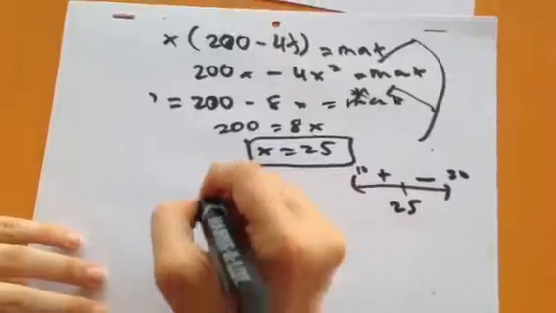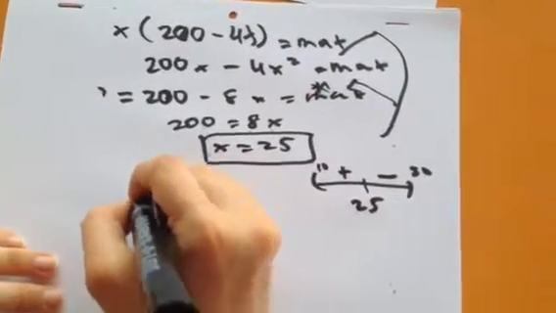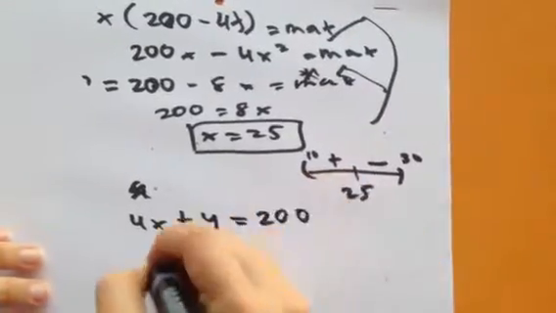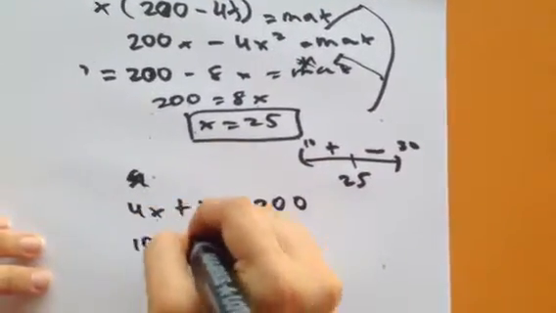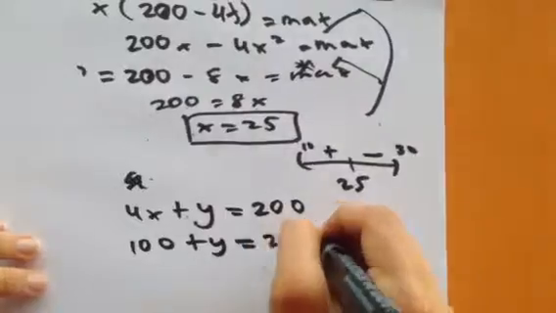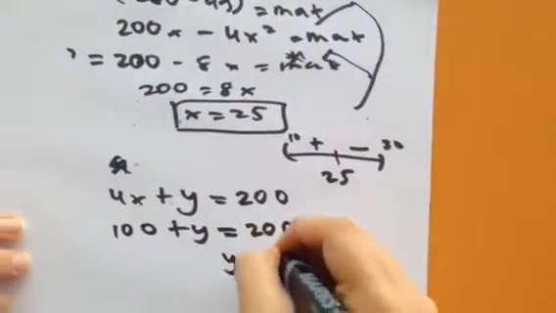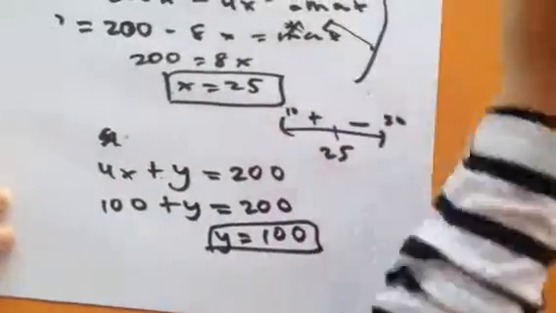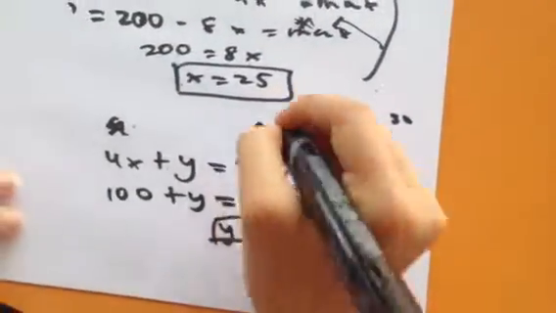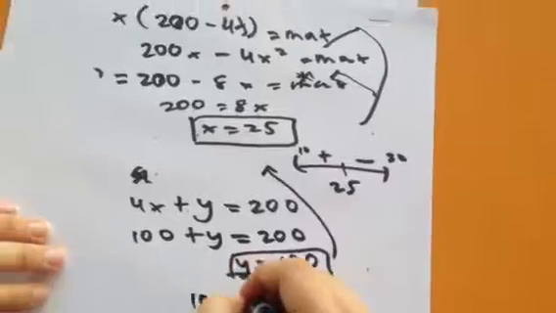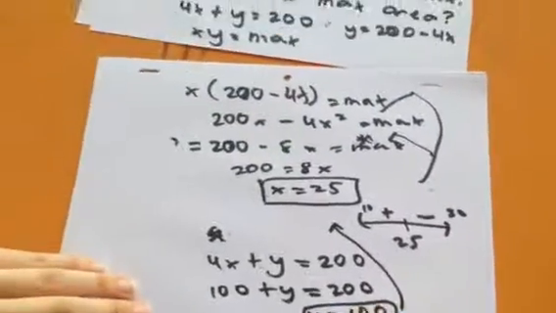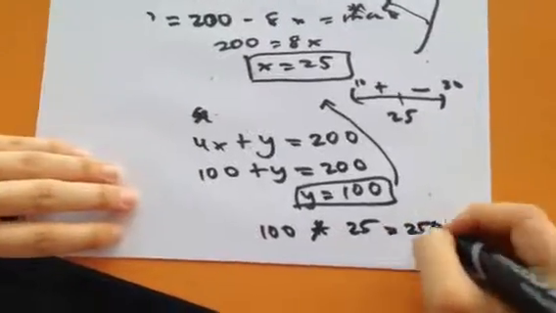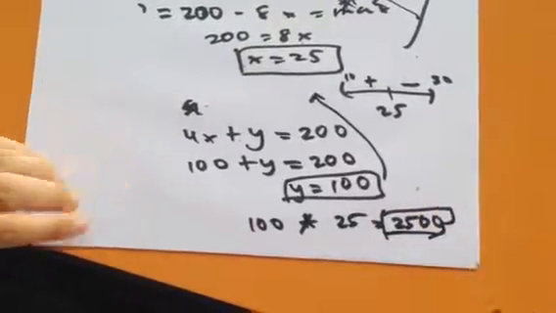Now you need to solve for y. So it's 4x plus y equals 200. 4 times x is 100 plus y equals 200. So y, therefore, equals 100. But the equation asks for the max area, so you have to multiply these to find the area. 100 times 25 equals 2,500. So that's the answer.